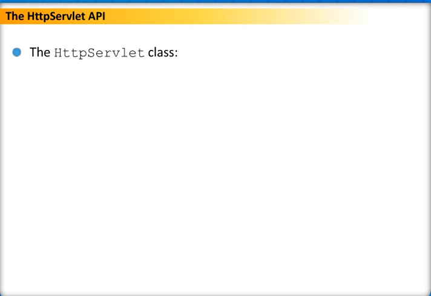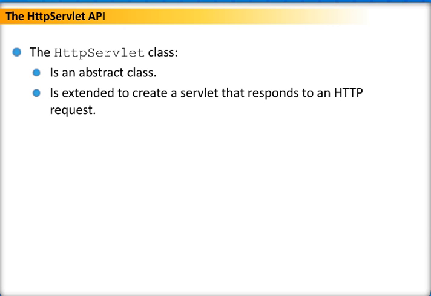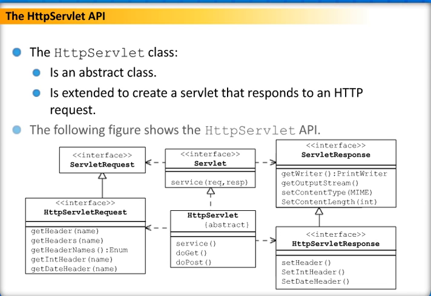The HttpServlet class is an abstract class and is extended to create a servlet that responds to an HTTP request. The displayed figure shows HttpServlet API. As shown in the figure, HttpServlet is an abstract class that is inherited from the servlet interface. The HttpServlet service method looks at the HTTP method in the request stream and dispatches to the doGet or doPost instance method based on the HTTP method.